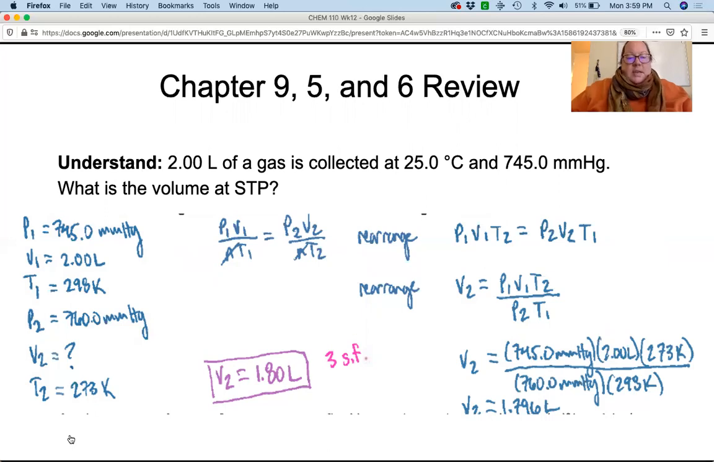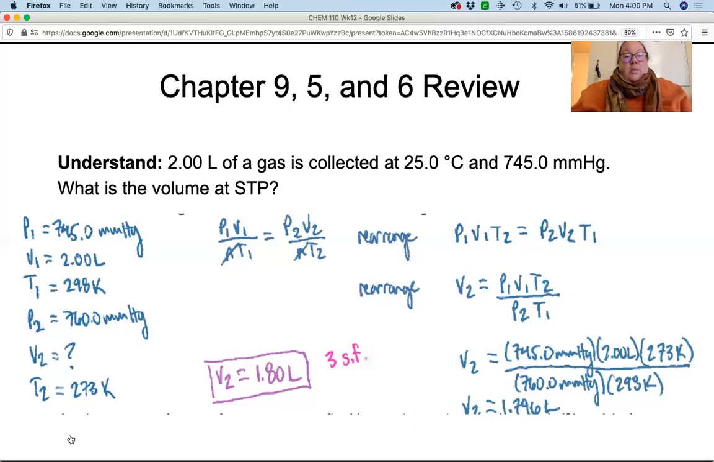But what about our P2, V2, and T2? Well, these are our standard temperature and pressure. So our standard temperature is going to be 0 degrees Celsius, which is 273 degrees Kelvin, and 1 atmosphere, or 760 millimeters of mercury. So in this case, we're going to do our conversion or not. It doesn't really matter because the units are going to cancel. So either you convert to atmospheres and the units cancel, or you leave it as millimeters mercury and the units cancel. It's the same either way.